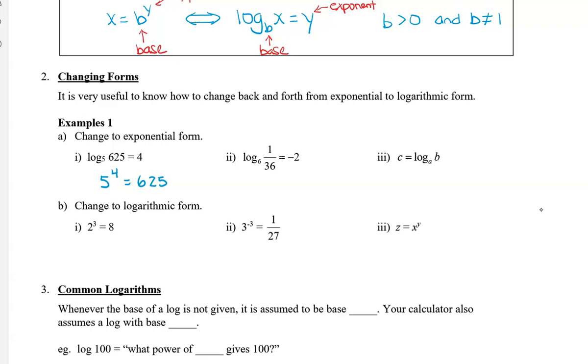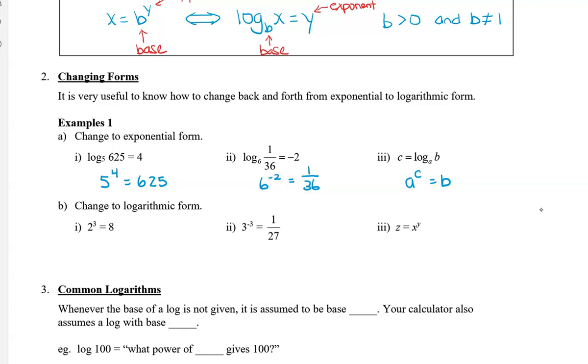Same with the second one. Here we have 6 to the power of -2, and that equals 1 over 36. Easy because we know the numbers. In this last one, we have a base of a. Our exponent, remember, is the value not attached to the log. So to the power of c, and that equals b. If you want to pause the video, you can do that now and see if you can change these exponential forms into log form.